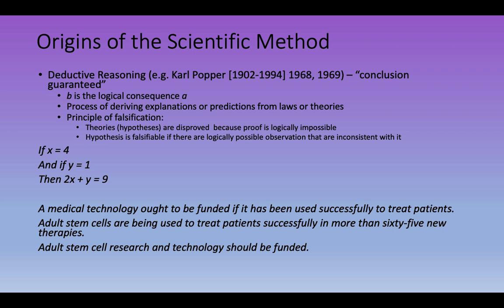And so we can think of it very simply that, if you have some sort of given, like x equals 4, and if y equals 1, then 2x plus y equals 9. That's the idea, that's how logical we're going to be, right? It's a logical consequence. So an example we might use here is medical technology ought to be funded if it has been used successfully to treat patients. Stem cells are being used to treat patients successfully in more than 65 new therapies, right? Adult stem cell research and technology should be funded. That's the deductive case, right?